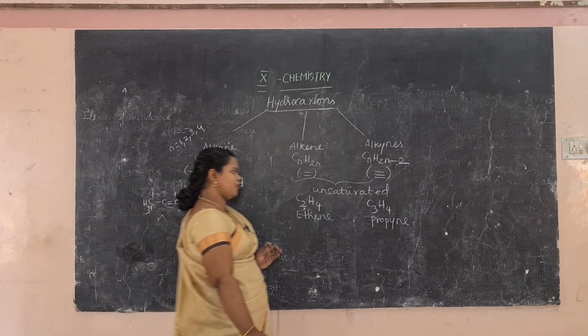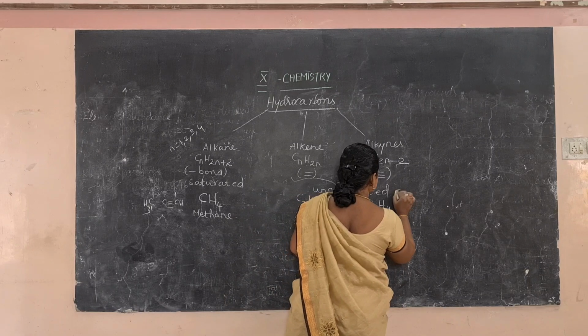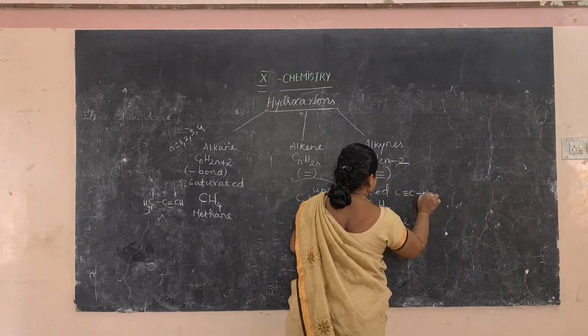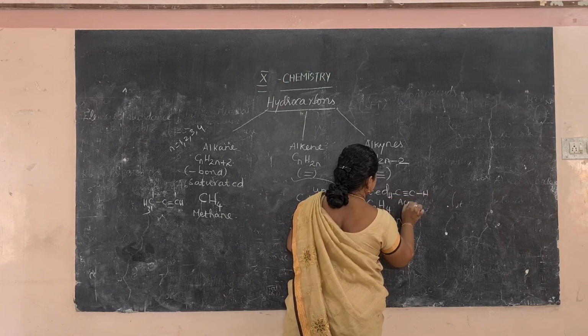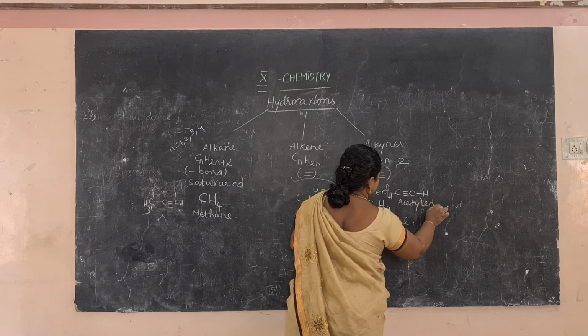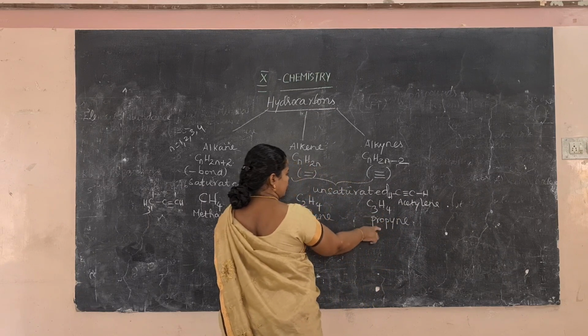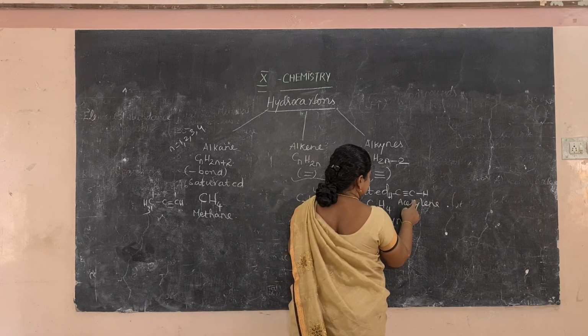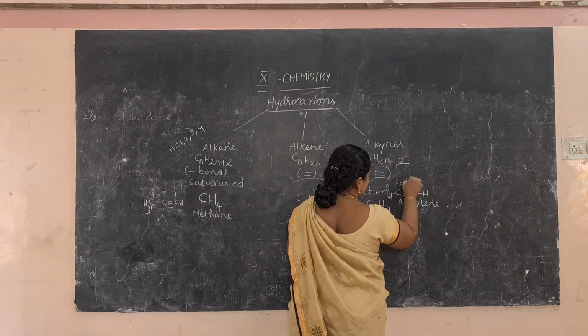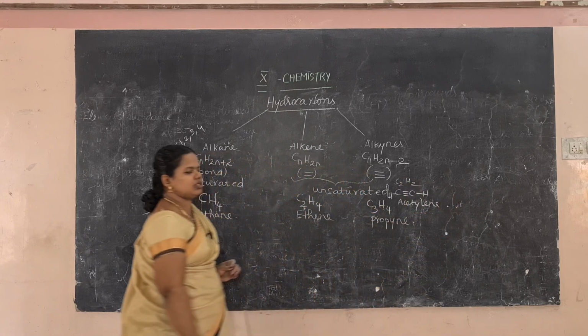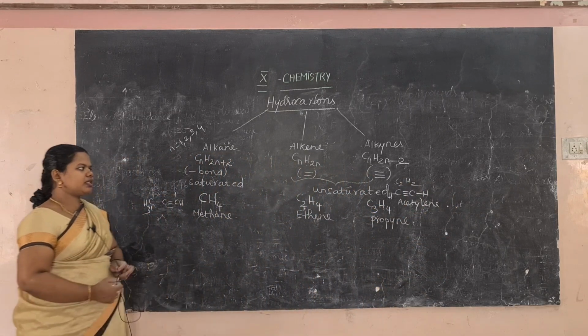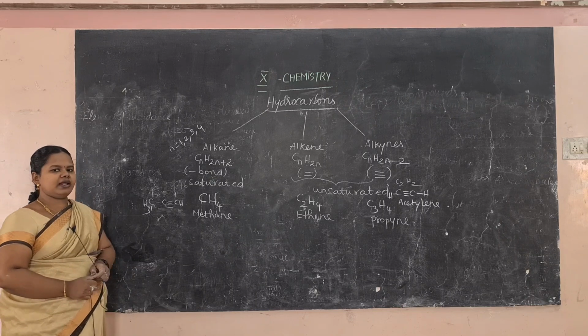Before that, another simpler member is acetylene, C2H2. This is the simplest member, and the next one is propyne. So these are the simpler members of alkane, alkene and alkyne.